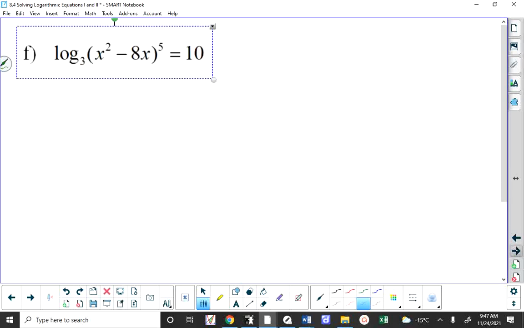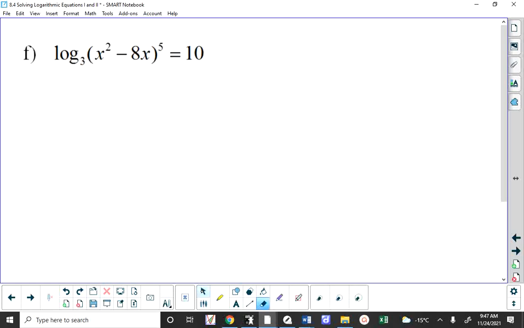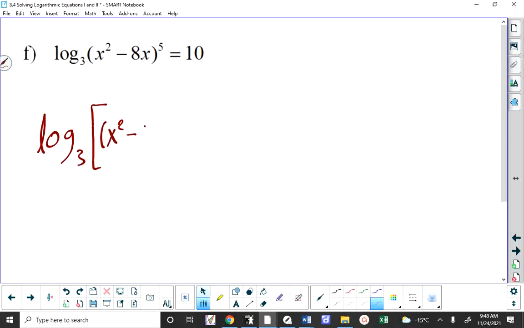All right. Log base 3 of x squared minus 8x raised to the 5. The intention here, everybody, is this is log base 3 of x squared minus 8x raised to the 5 as a quantity. This is equal to 10.